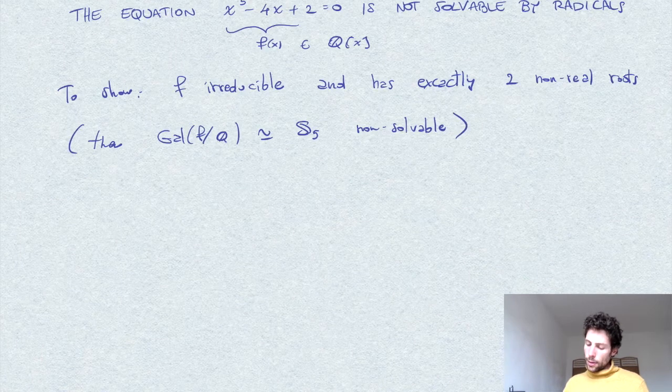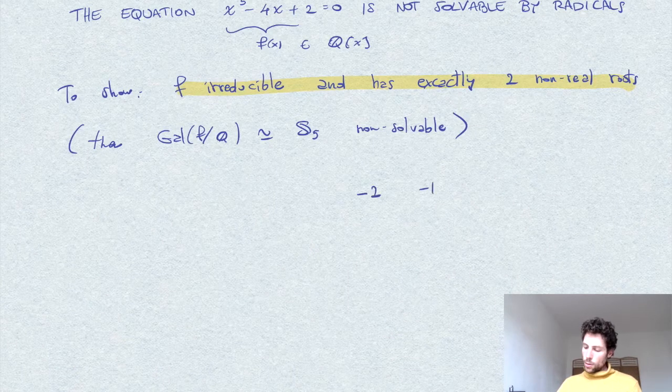So this is, in the end, our only simple task, and it is quite elementary. You can prove irreducibility by applying Eisenstein's criterion, and to show that we have exactly two non-real roots, we can just do an analysis similar to what we do in calculus. So, for example, we pick some values. I did this with minus 2, minus 1, 0, 1, and 2. And we study the sign of the function given by the polynomial.